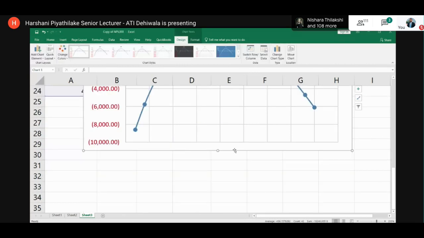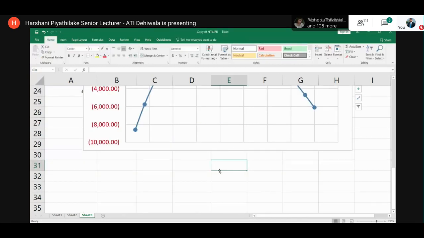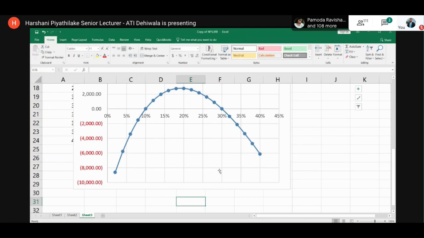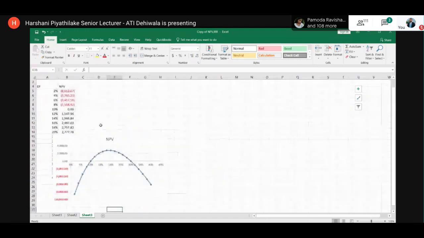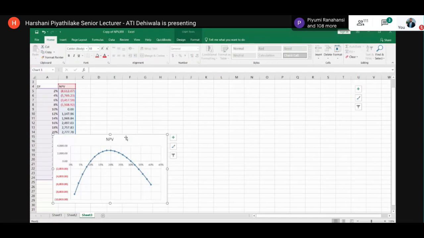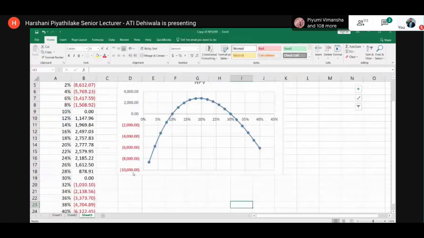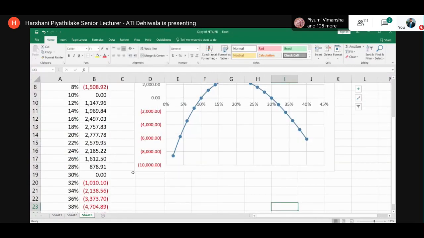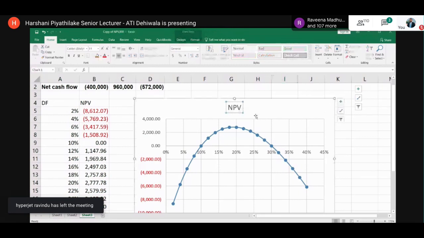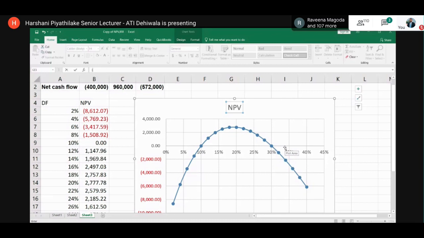It's very clear. You can place the chart. This is not actually NPV. This is the chart for IRR, internal rate of return.